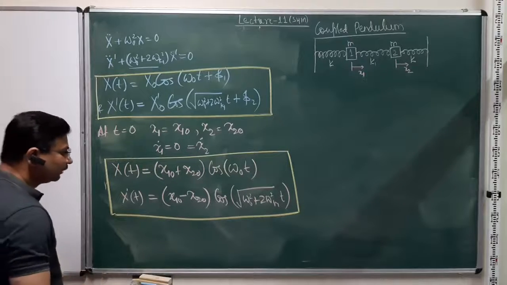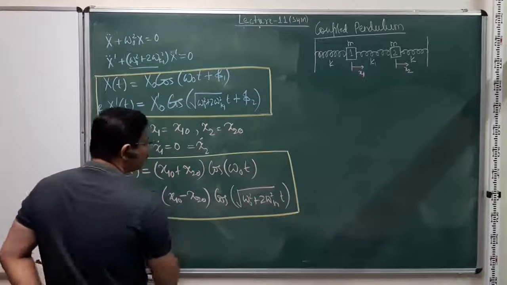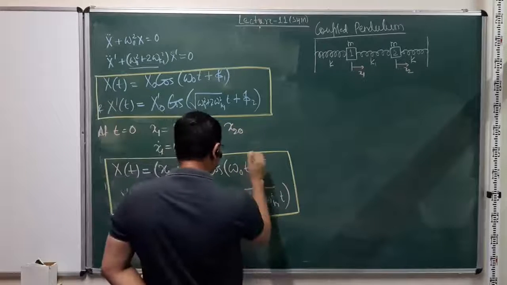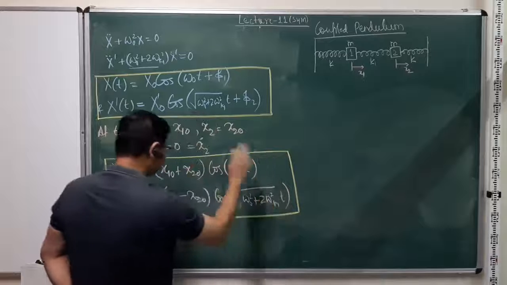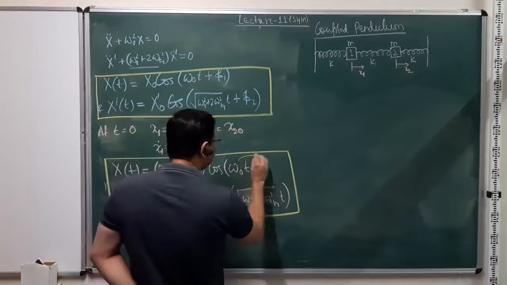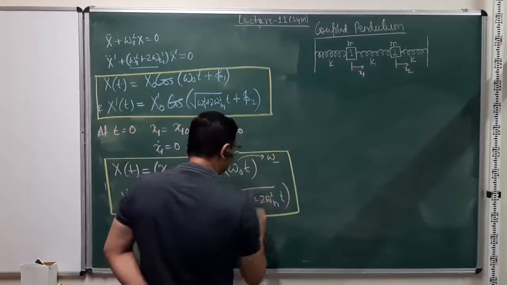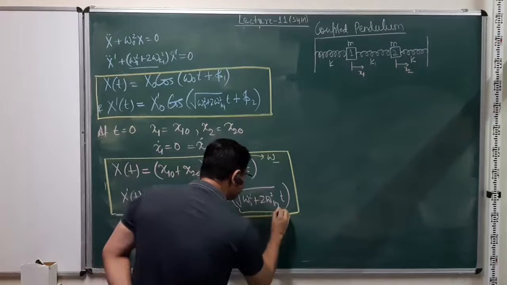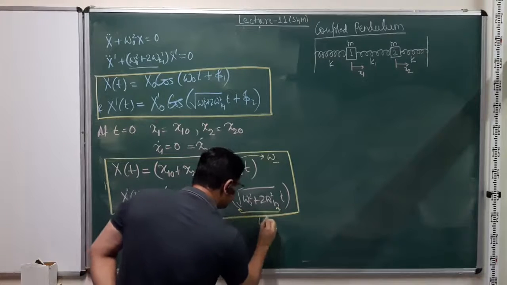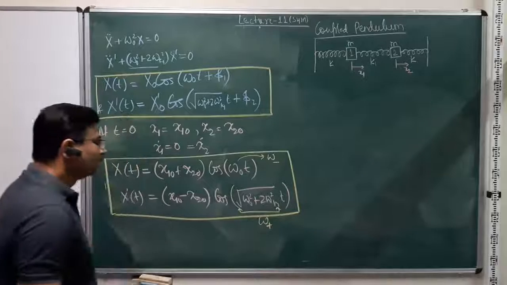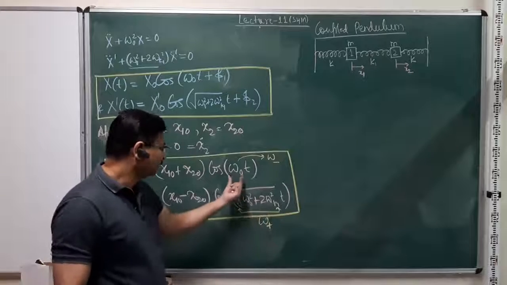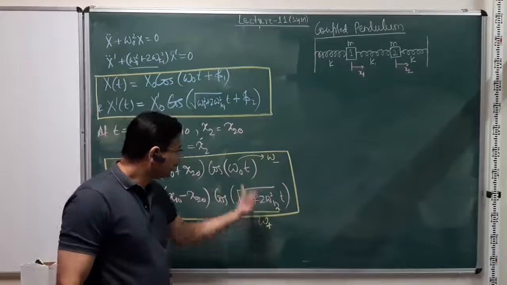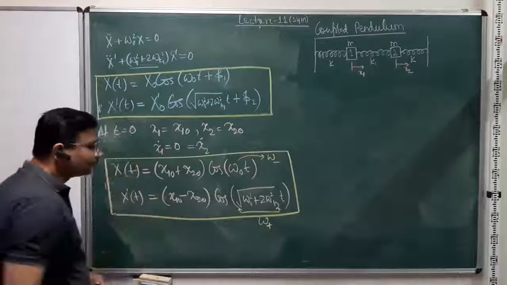And just to make things look more symmetric, I can take this term as omega minus and this term as omega plus, because this is the higher frequency and this is the normal frequency. So with omega plus and omega minus, the two equations look exactly the same.